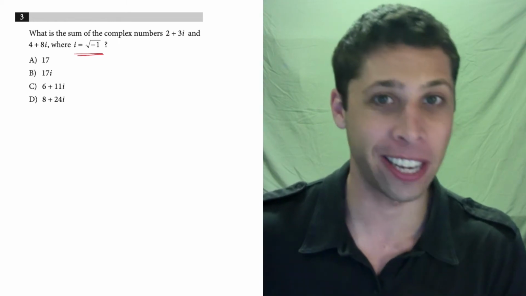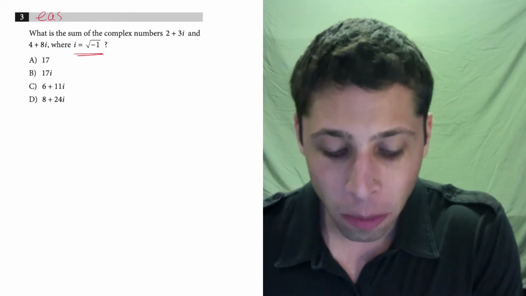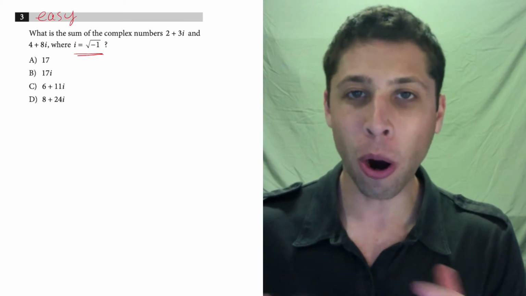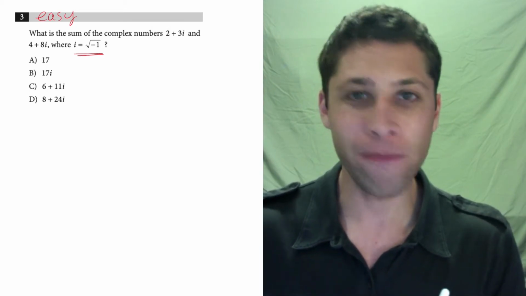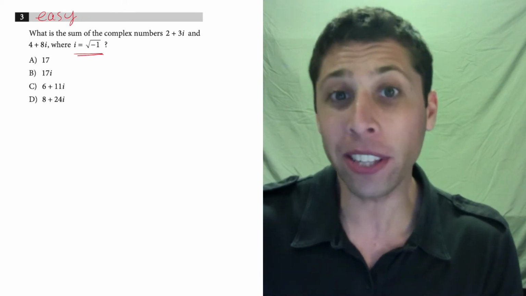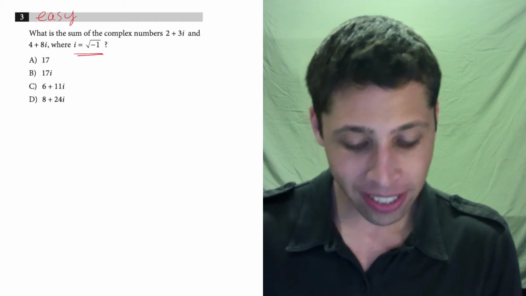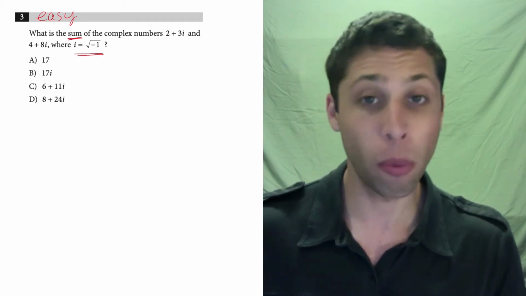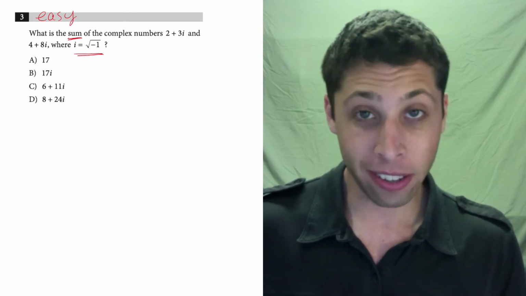That's kind of crazy. But if we know that this is supposed to be an easy question, we shouldn't think too hard about it. So just do what you're supposed to do, trust your instincts, and hopefully that gets you an answer. In this case, they tell us that the sum of these two complex numbers is what we're looking for. And the sum, you need to know that.